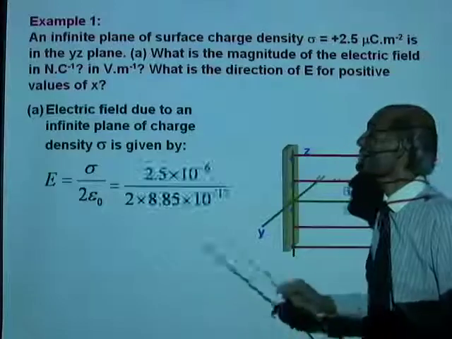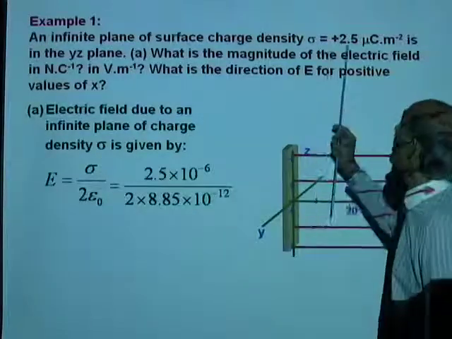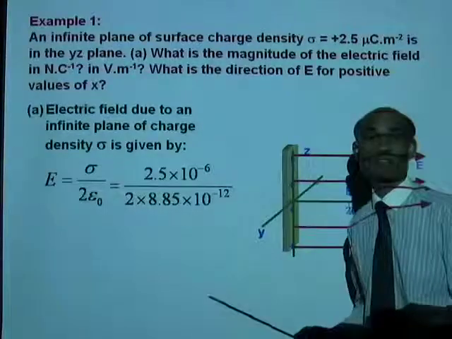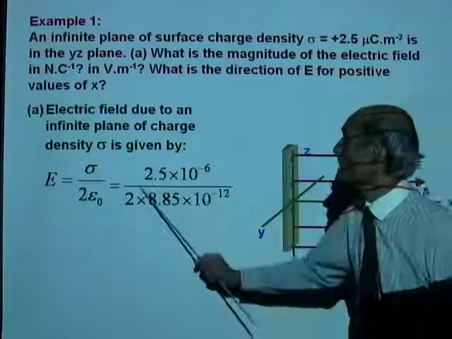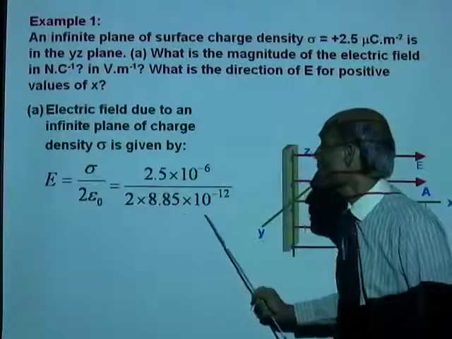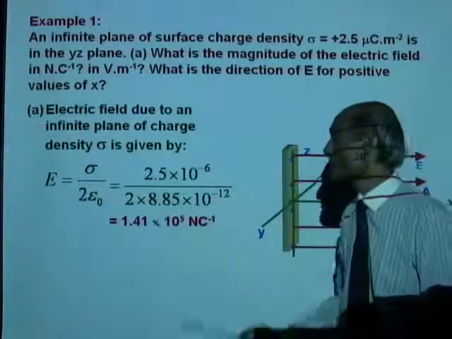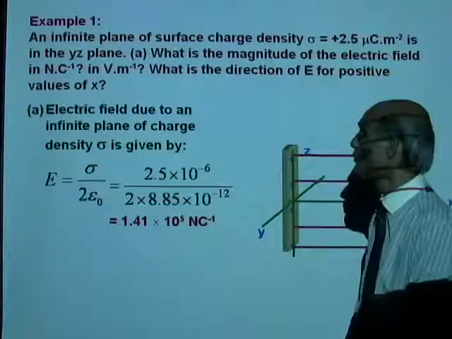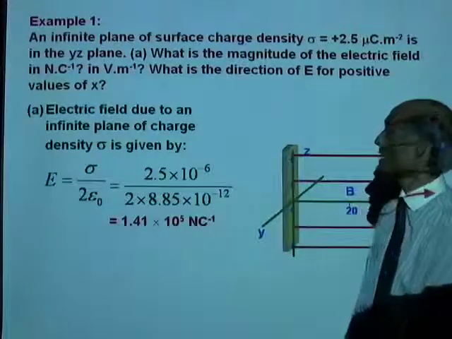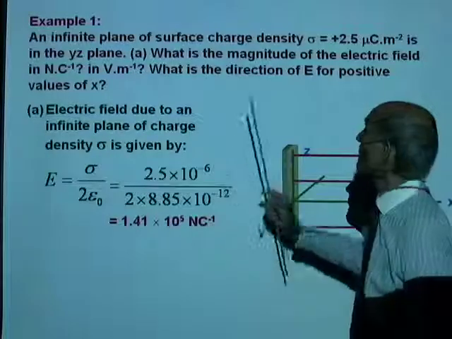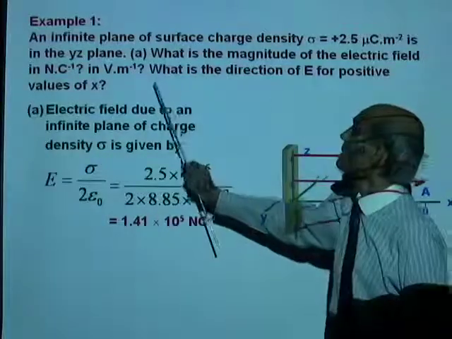We know sigma, that is 2.5 microcoulomb per meter squared, 2.5 times 10 to the negative 6. Epsilon naught is 8.85 times 10 to the negative 12. That gives the electric field 1.41 times 10 to the 5 Newton per coulomb. Well, what's the B part?